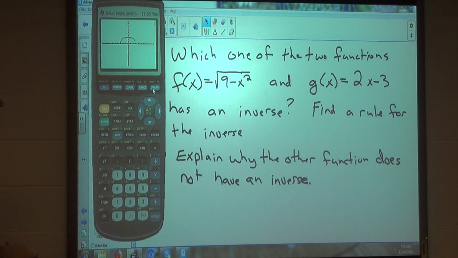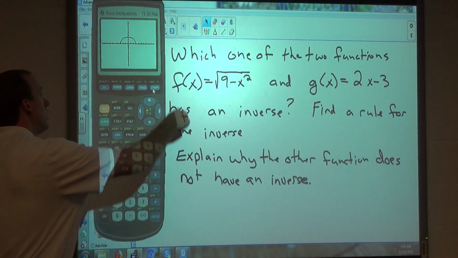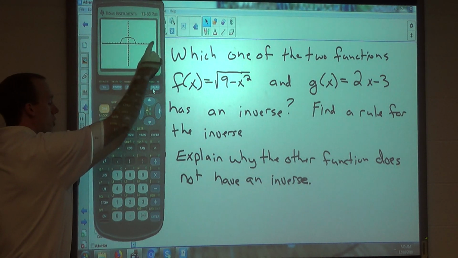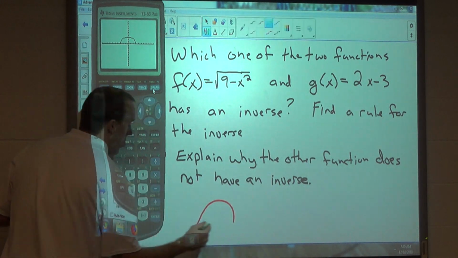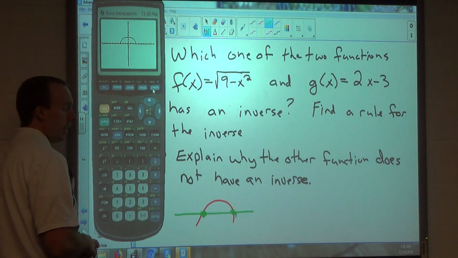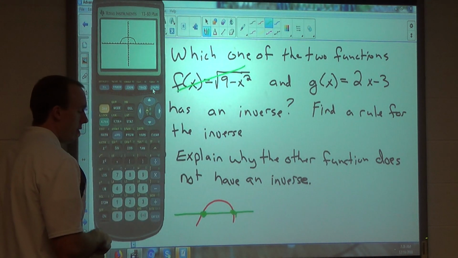There's a test we do for inverses. It's called the horizontal line test. So if it crosses more than once when you draw a horizontal line through it, it does not have an inverse. So if I look here and this is like a half circle, if I drew a line through that half circle, so it looks like this. So if you do the horizontal line test, does that cross more than once? And it does. So this one here does not have an inverse.